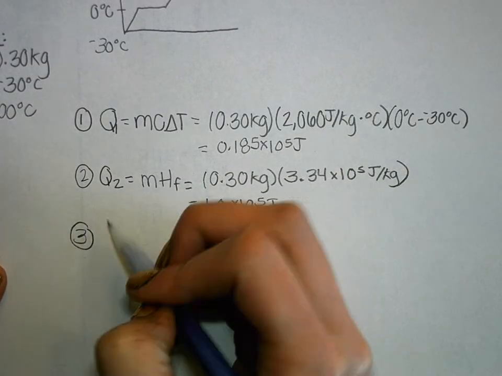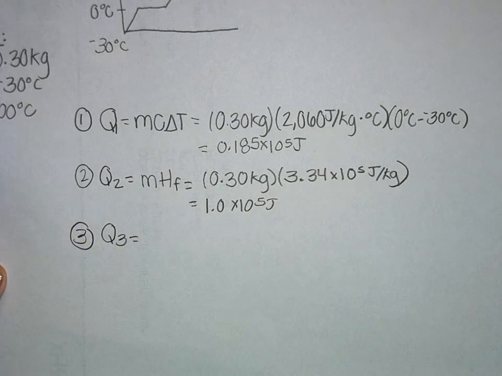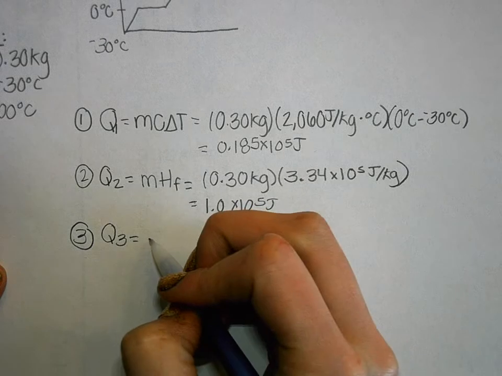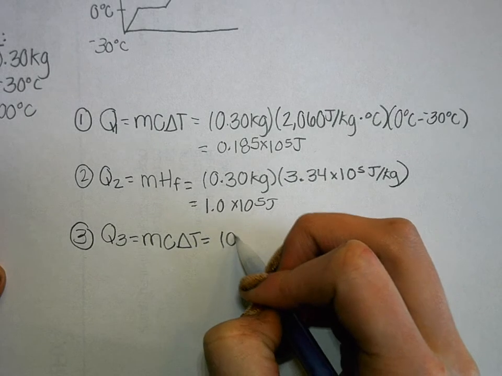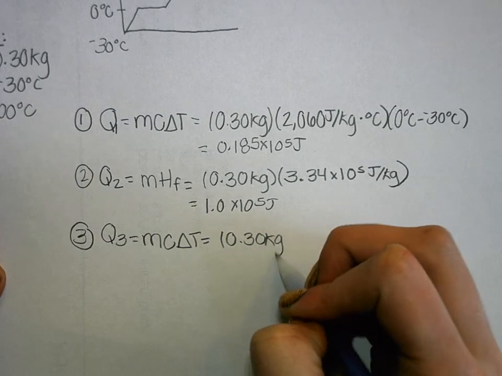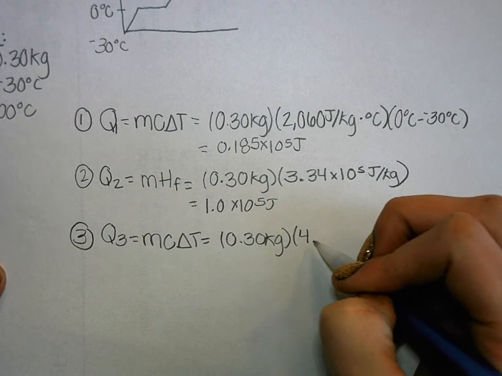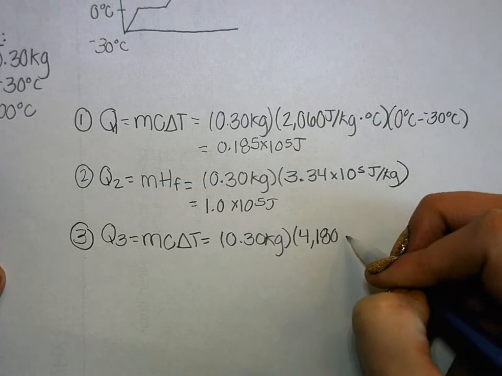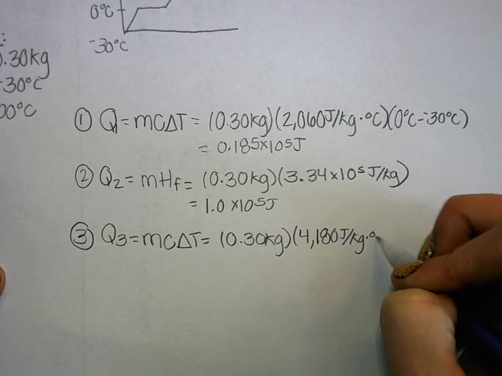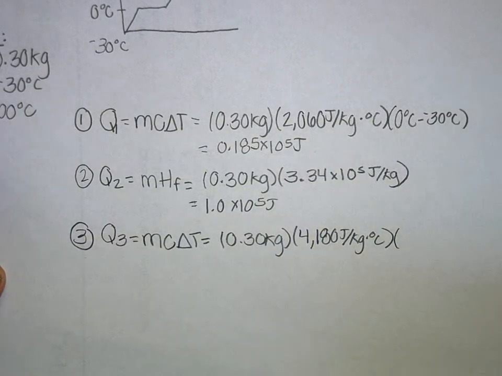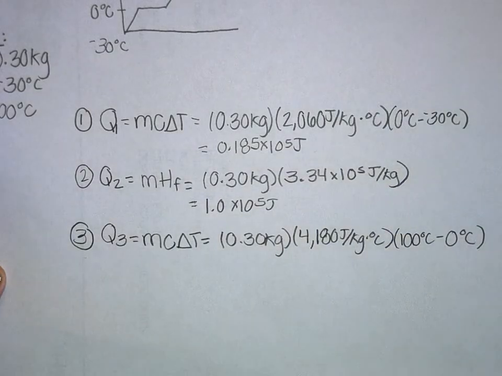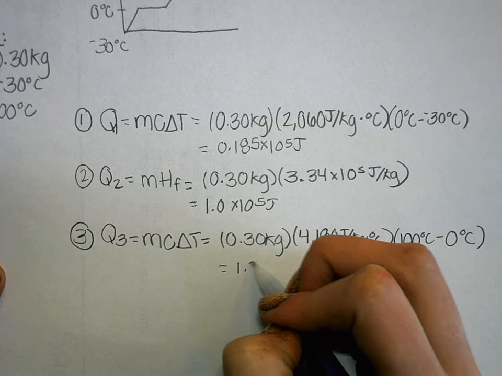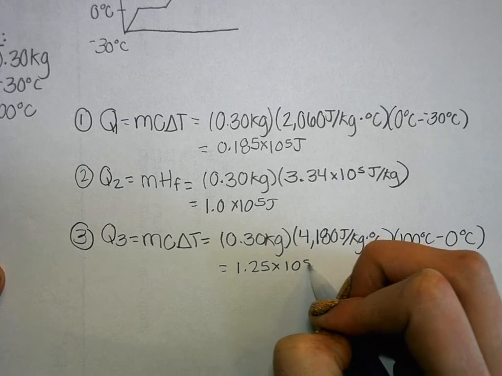Then for Q3, we're going to need to heat up our water now from 0 degrees Celsius to 100 degrees Celsius. So we use Q equals MC delta T again. So that's just 0.3 kilograms times now the specific heat of water, which is 4,180 joules per kilogram degrees Celsius, and our temperature change is 100 degrees Celsius minus 0 degrees Celsius. That gives us 1.25 times 10 to the 5th joules.